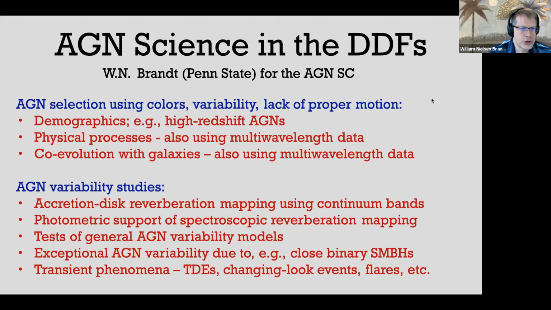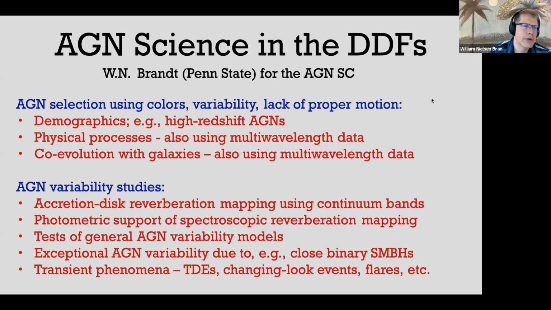For example, you can use just the Rubin data largely by themselves to investigate accretion disk reverberation mapping, measuring directly the sizes of AGN accretion disks from reverberation lags, just using the continuum bands. And we should be able to do this over a wide range of redshifts and luminosities with large samples to learn how AGN accretion disks have evolved over cosmic time.